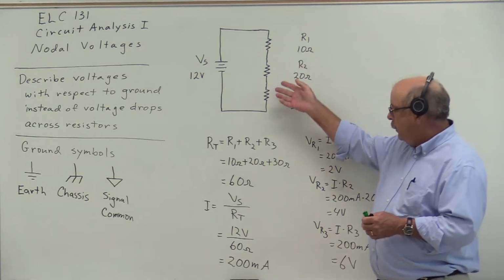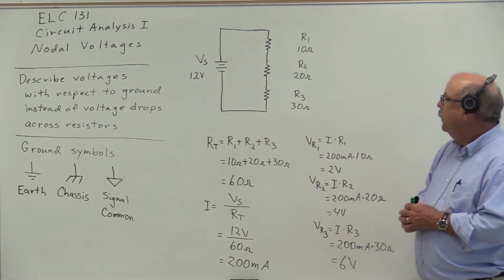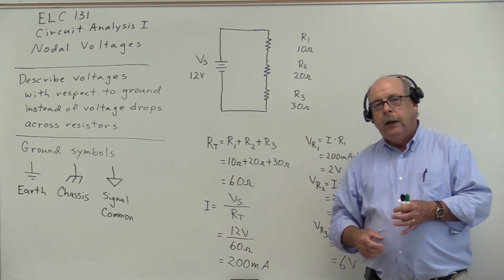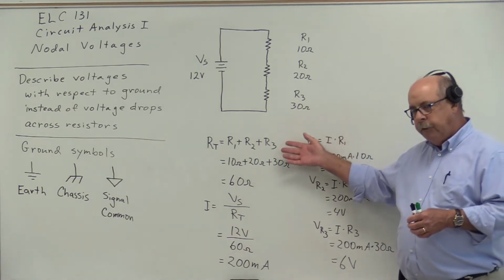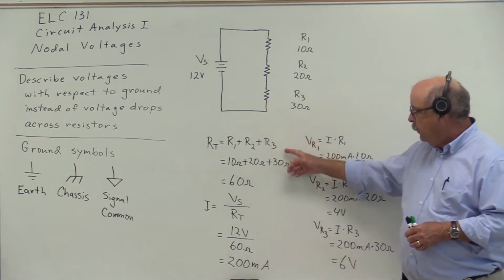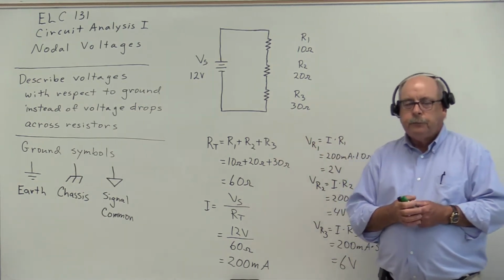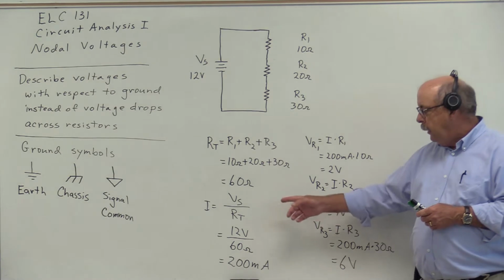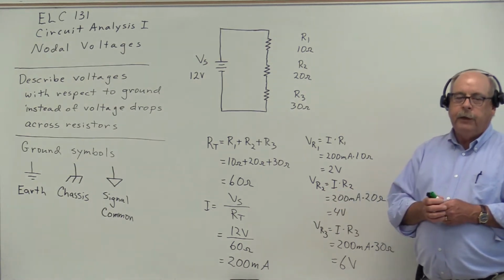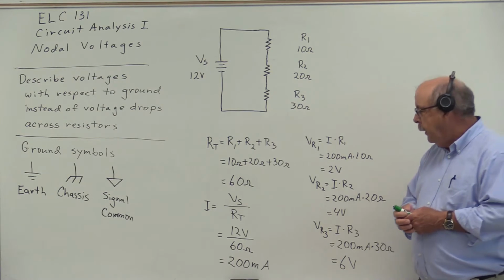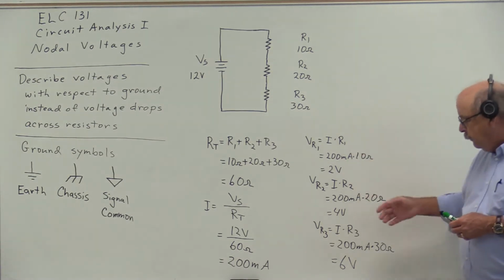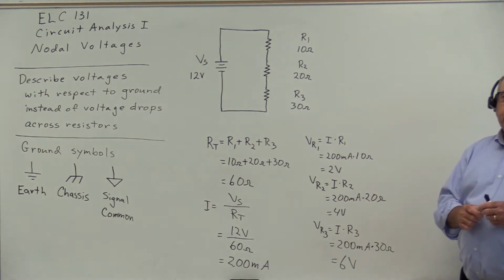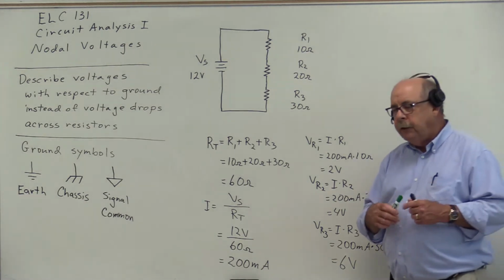Now, up to this point in our analysis of series circuits, we've talked solely about the voltage drop across resistors. And we've got a simple series circuit on the board. R1's 10 ohms, R2 20 ohms, and R3 30 ohms. And the calculations used to analyze this circuit are shown. We first calculate the total resistance. R1 plus R2 plus R3 is 60 ohms. We calculate the current in the circuit, Vs over RT, 200 milliamps, and then we find the individual voltage drops, VR1, VR2, and VR3, 2 volts, 4 volts, and 6 volts respectively.